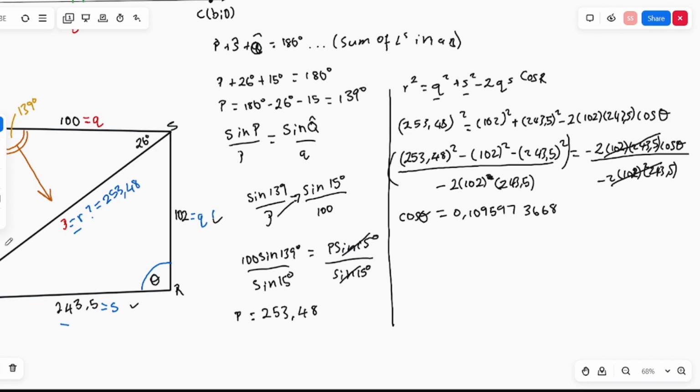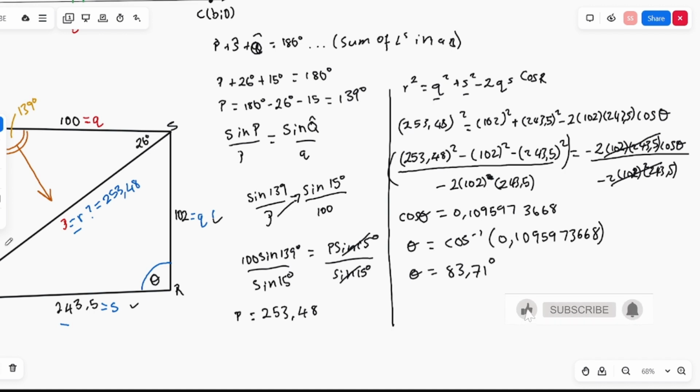which is 0.1095973668, isn't it? And then you are going to punch on your calculator arc cos of that. In order to not get an incorrect answer, you can simply punch on your calculator arc cos, then you say answer here, so that you won't make any mistake. So what I got is 83.71 degrees. So this is how you go about using and proving the cosine rule.